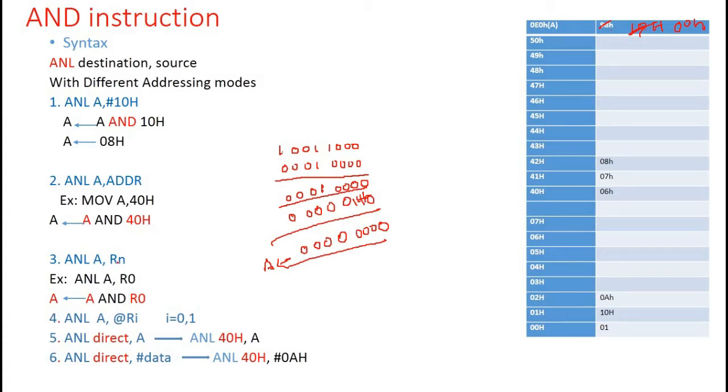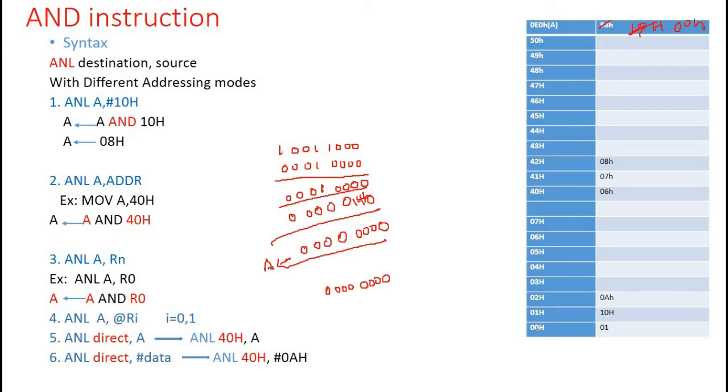So this register can be any register among the 4 register bank, right? So that is from R0 to R7. Here I have taken the example as R0, that is ANL A comma R0, and you will assume that this R0 is the register bank 0. Now the contents of the accumulator is 00000000.